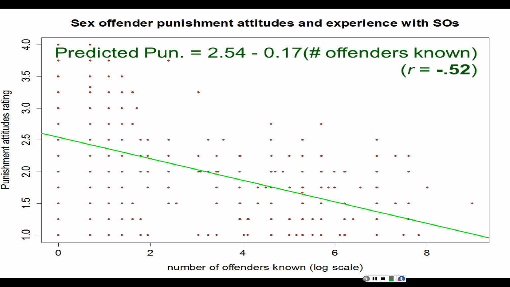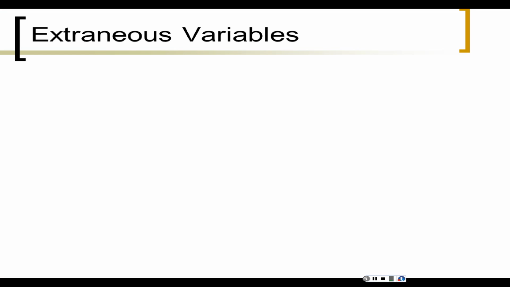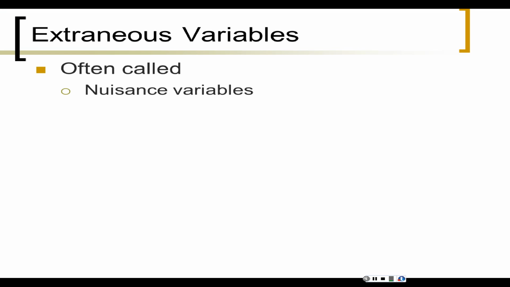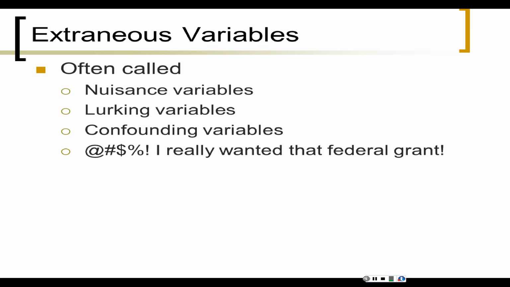If you're only including people who have known very few offenders, you might not see any relationship. But if you include people who have known lots of offenders, then you will see a relationship. The no relationship might be because you just restricted your range. And now the final thing we're going to talk about is extraneous variables, sometimes called nuisance variables, lurking variables, confounding variables, variables that make me feel very bad about myself, etc.